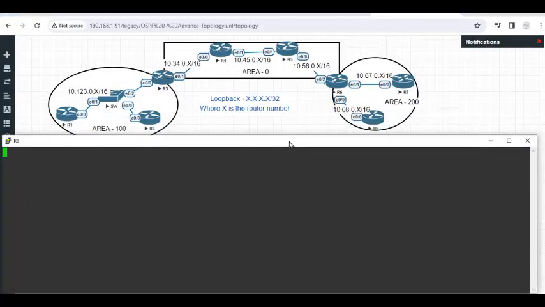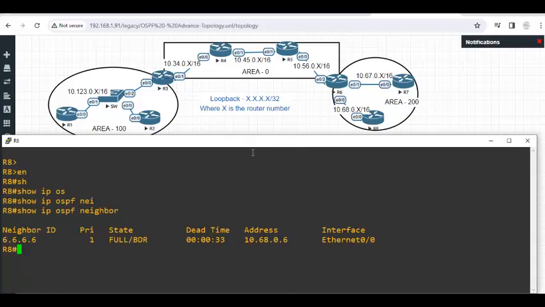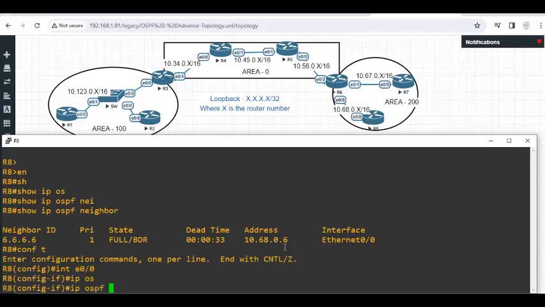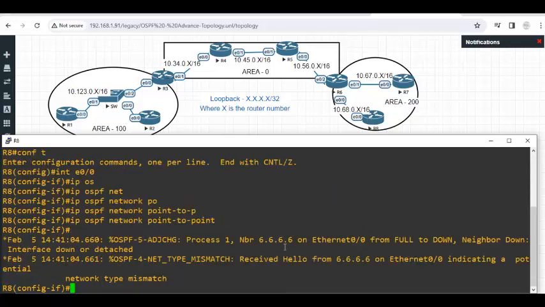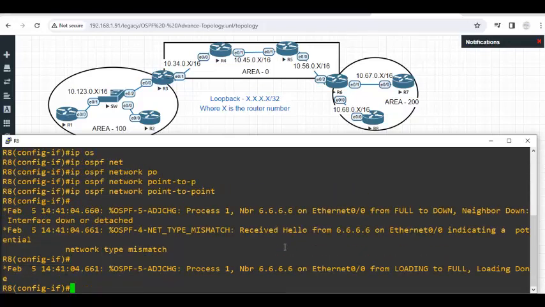Show IP OSPF neighbor. Even router 8 says router 6 is a BDR. Now, we want to avoid this unnecessary, unwanted election. So what I can do is go simply to interface Ethernet 0/0, IP OSPF network type point-to-point. Boom. See? Likewise, I have to do it on the other side, the router 6 side.